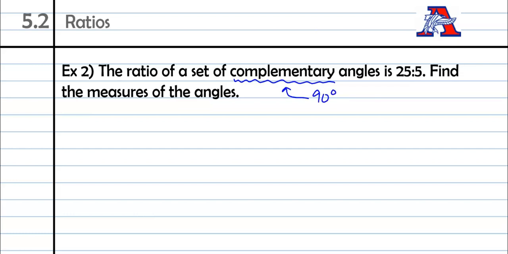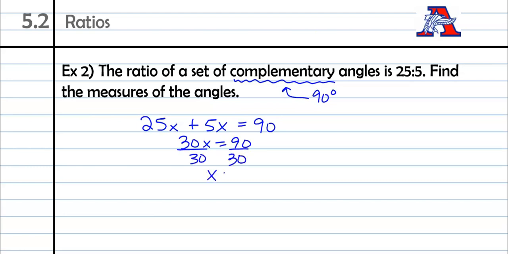Okay, so we're going to do it kind of the same way. We're going to say 25x plus 5x is equal to 90. And then add those together. We get 30x equals 90. Divide by 30. And x is equal to 3. Okay, so then what we need to do is take that 3, substitute it back in to each of our x's. So angle 1 is going to be equal to 25.